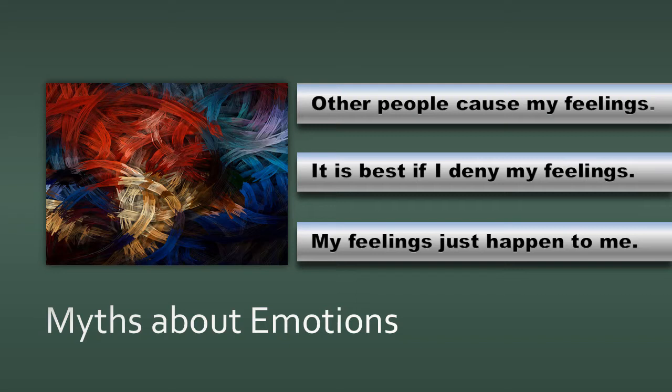We may blame others for our problems, or we may engage in emotional reasoning, where there's a lack of rational reasoning, and where we believe that simply because we feel a certain way, that it must be true. The important point here is that if you believe that other people cause your feelings, you've given them power and control over your feelings, and you've given up responsibility for managing your own feelings. The second myth, it is best if I deny my feelings, is unhelpful in conflict resolution because, as we mentioned earlier, feelings exist and they are important.